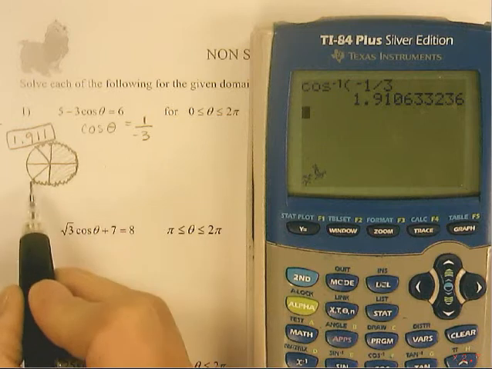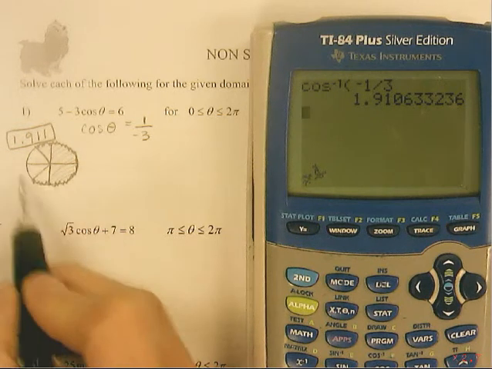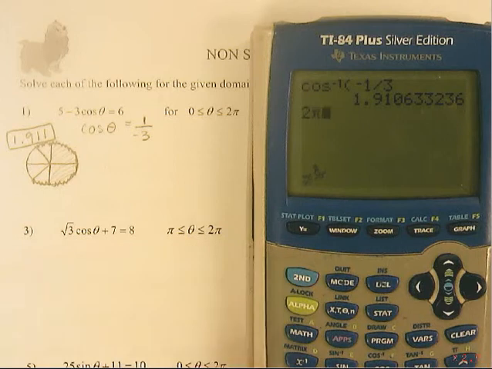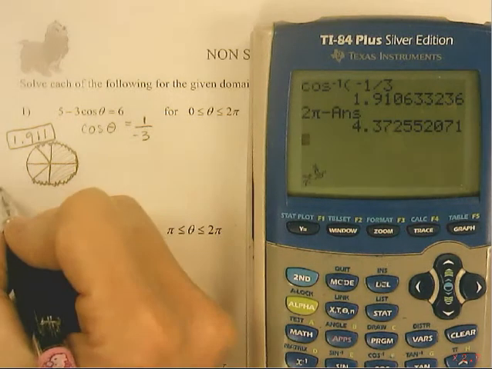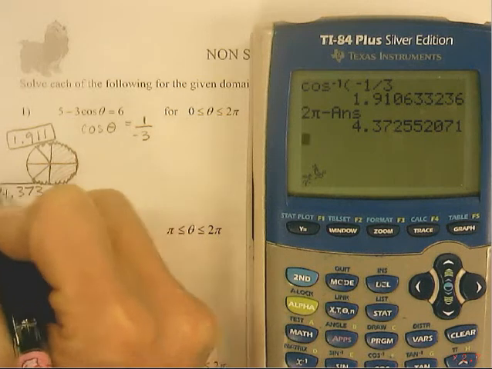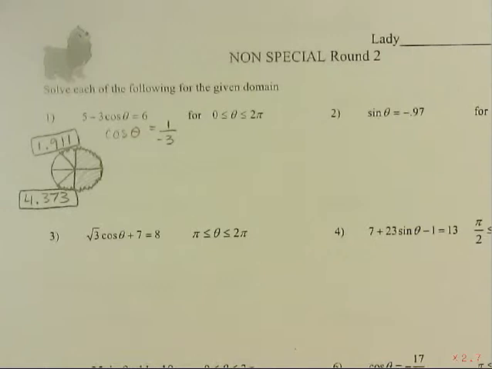So always to find that second angle with cosine, we're going to take 2 pi minus that value the calculator gave you. It will give you that angle in the third quadrant. So we're going to take 2 pi minus my answer, which will be 4.373. Now remember, on a test, always remember to double check that you are in the correct quadrants.